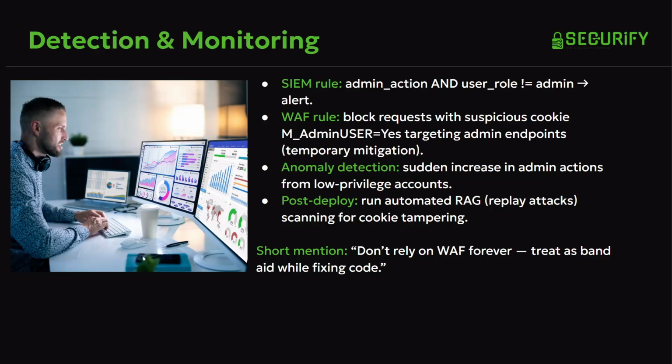Second, a WAF rule can temporarily block suspicious requests, like those with a cookie admin_user equal to yes targeting admin endpoints. It's not a fix, just a band-aid until the code is corrected. Third, use anomaly detection. Watch for sudden spikes in admin actions from low privilege accounts. That's a red flag. Fourth, after deployment, run automated replay attack scans to test for cookie tampering vulnerabilities. And remember, don't rely on WAF forever. It's a short-term shield, not a long-term solution.